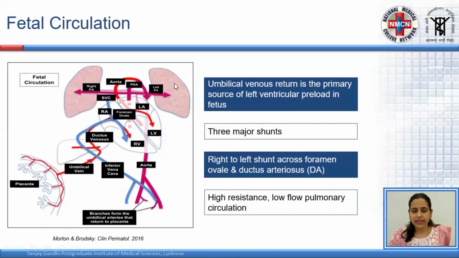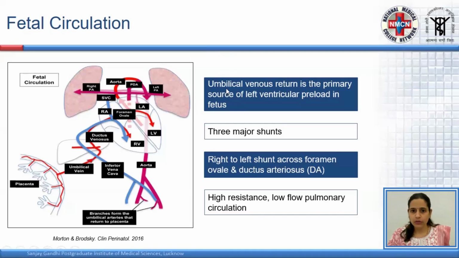Also, since we said that the fetal lungs are filled with fluid, there is a very low flow pulmonary circulation in the fetus. So the pulmonary vascular resistance is very high. Another shunt, that is ductus arteriosus, exists between the pulmonary artery and the aorta. Since the pulmonary vascular resistance is very high and the blood tends to shift from high pressure to low pressure, the flow in the ductus arteriosus is again from right to left.